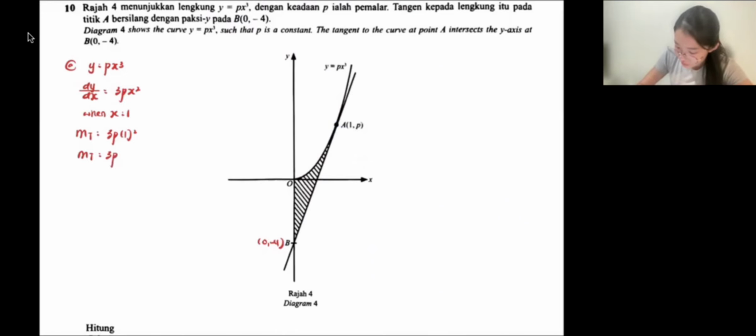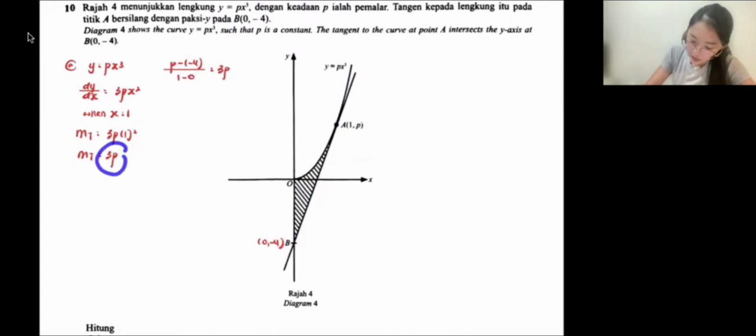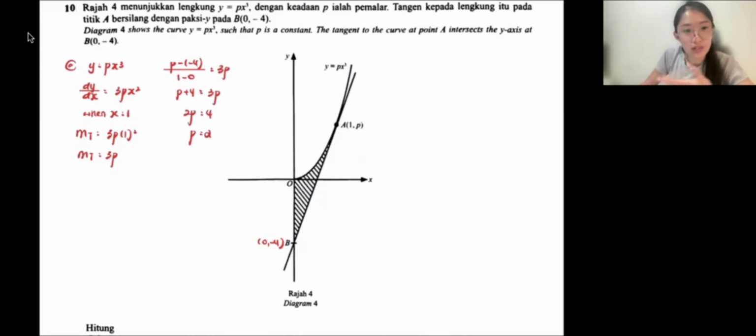The gradient of the tangent is actually the steepness of this line. You can also use your traditional gradient formula with A and B to find out. So p minus -4 over 1 minus 0 equals 3p, the one you got here. It is actually the same thing. So you get p plus 4 equals 3p, so 2p equals 4, p equals 2. All right, that's it.